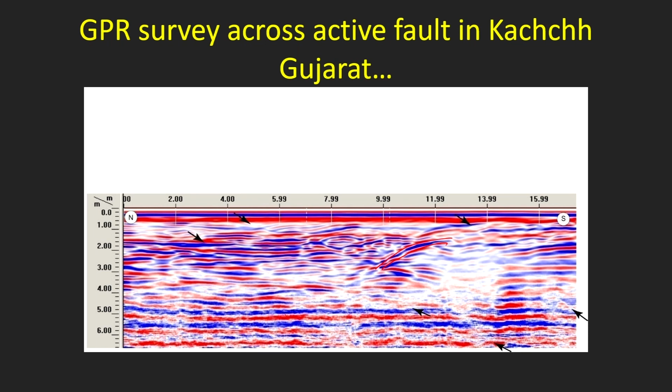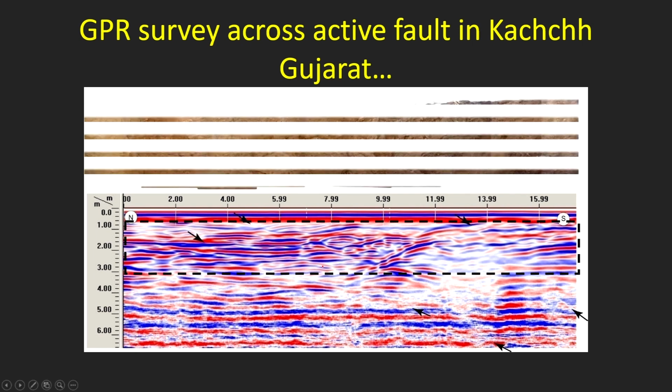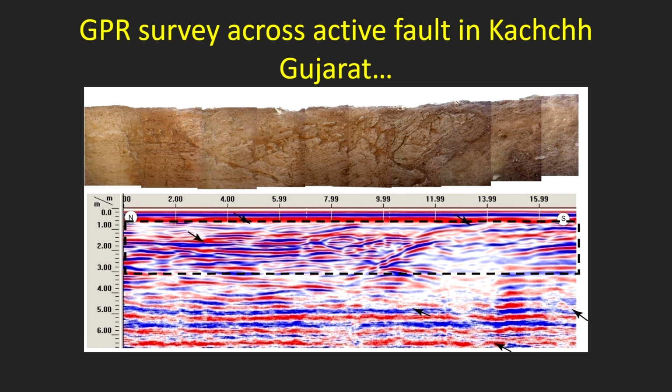Based on this we marked the faults, and the arrows are showing the fault plane. This is the 2D section we are looking at, and then we opened up a trench here. The black broken-line box shows the trench area. We excavated the trench, and this is exactly what we see here, so you can match easily. This fault, and this fault which is running here, you can pick up along the plane here. So we were able to match what we see in the GPR.